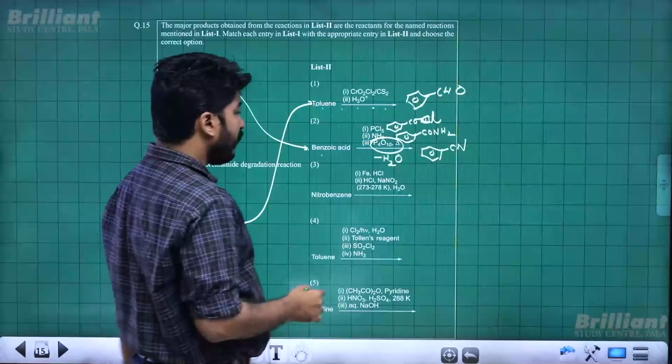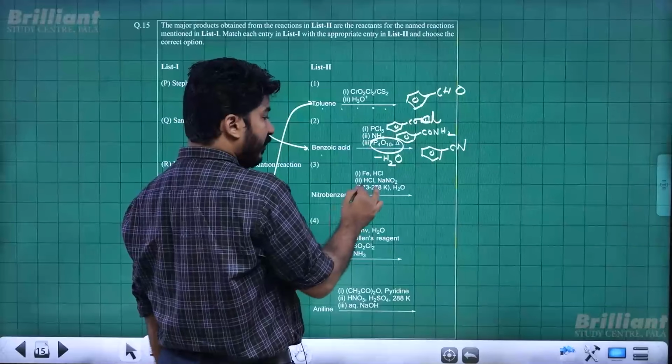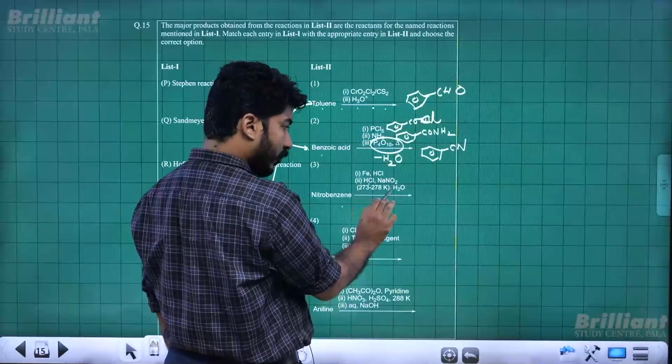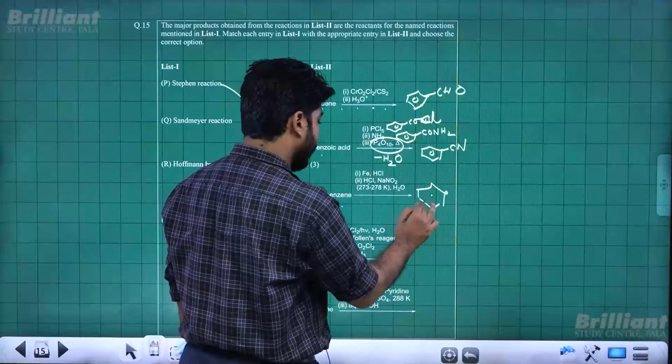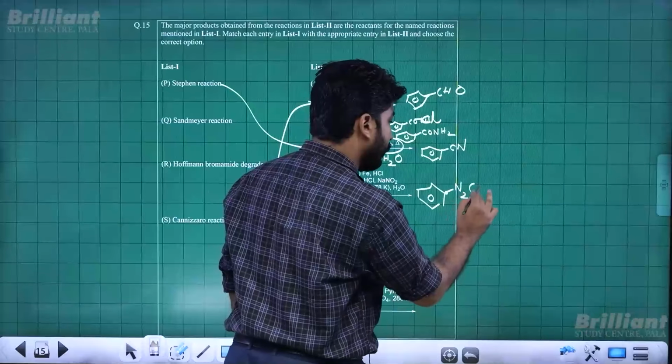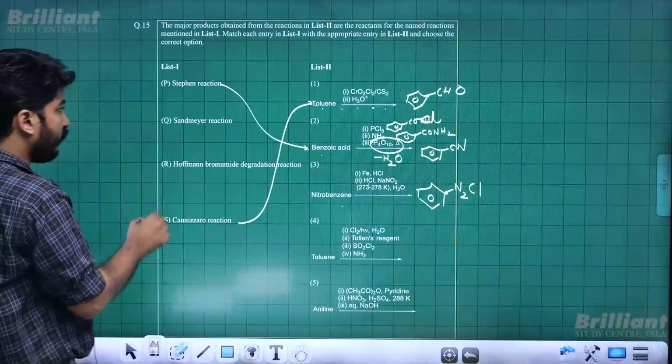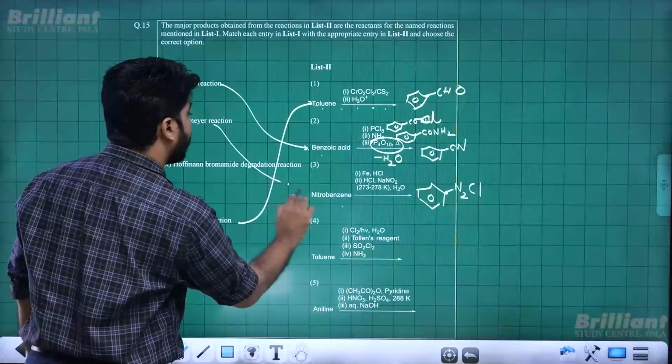Now nitrobenzene with Fe/HCl, aniline is produced. Aniline with HCl and NaNO2 at low temperature will give benzene diazonium chloride. So benzene diazonium chloride is the starting material for Sandmeyer reaction.